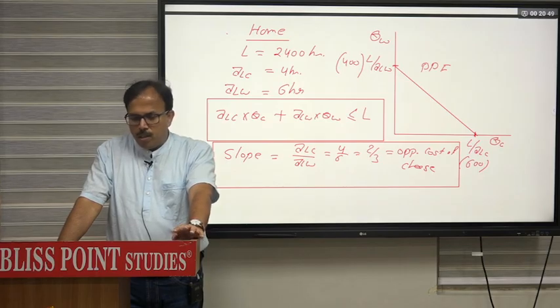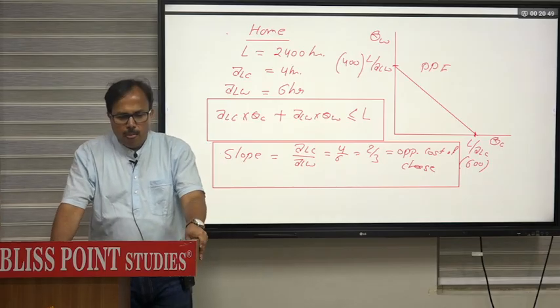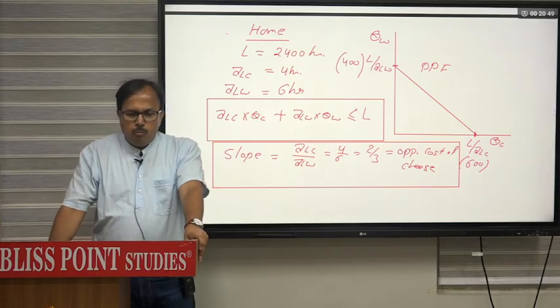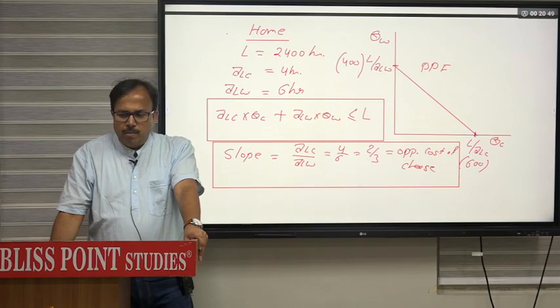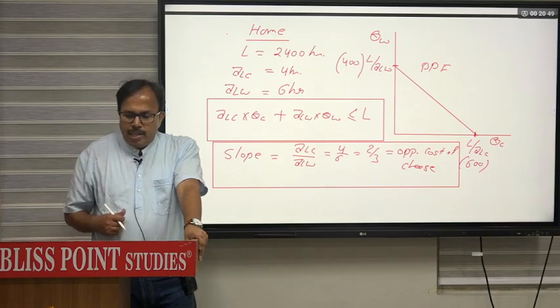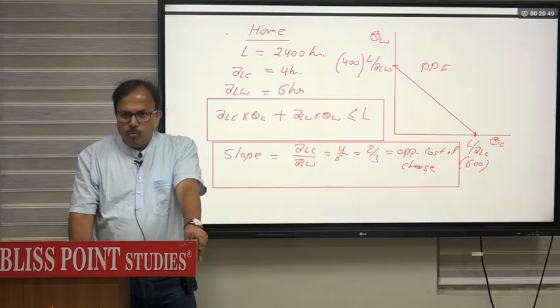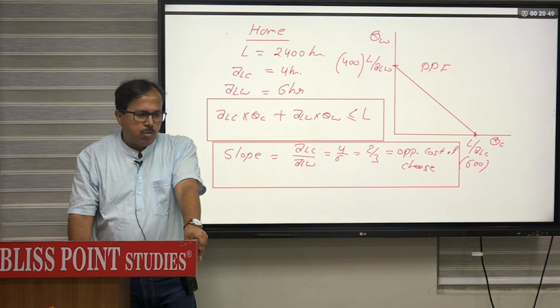Next paragraph. In this model, PPF is a straight line due to constant opportunity cost. Underline that, constant opportunity cost.